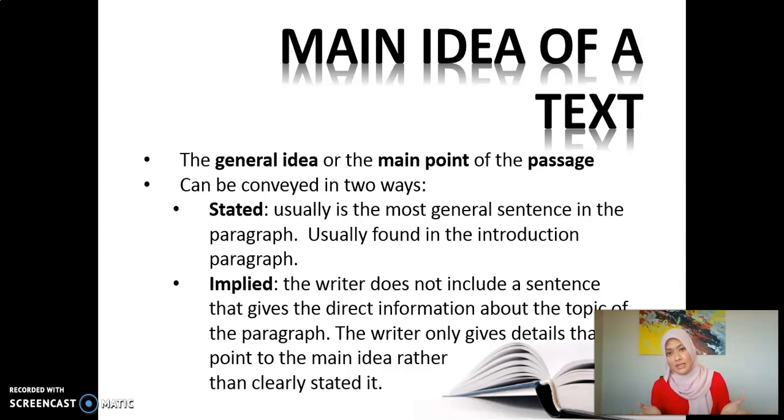How about implied? If it's implied, the writer does not include any sentences that give direct information about the topic of the paragraph. Instead, the writer only gives details that point to the main idea rather than clearly stating it.